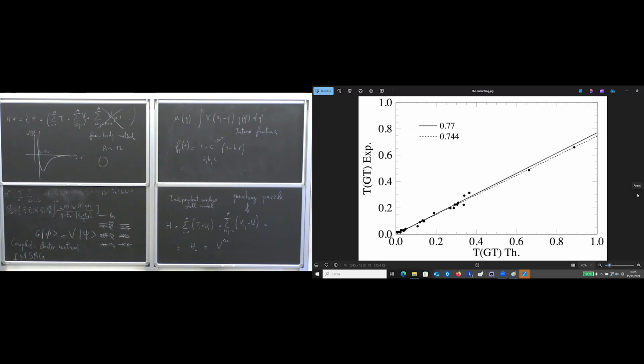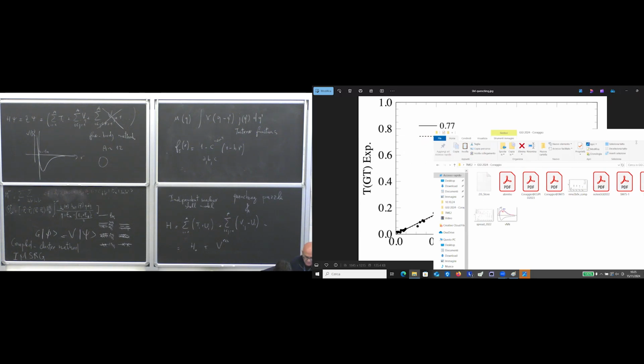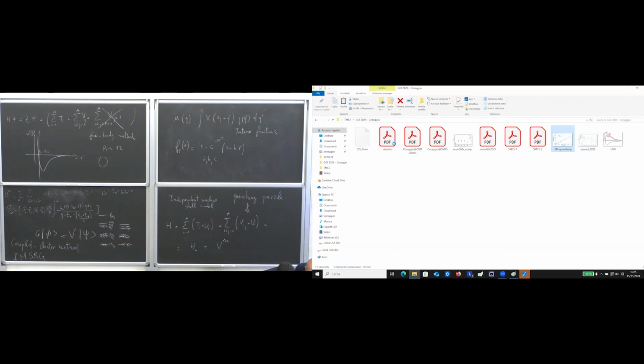So that's what you need: a theory that is able to consider these neglected degrees of freedom and transform, so that you don't need any longer to quench, because the quenching is coming from theory. In fact, I'm going to show you some results of the ab initio calculation.